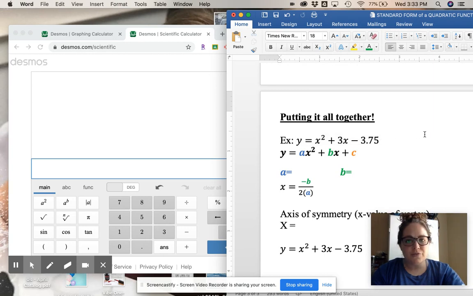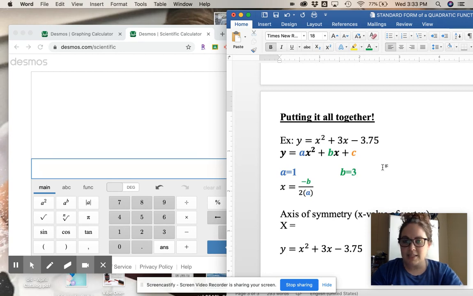The first thing we're going to do is find our axis of symmetry. So we need to find our b value and we need to find our a value. Looking at this equation at the top right of your screen, our a value is going to be 1. Our b value this time is positive 3.